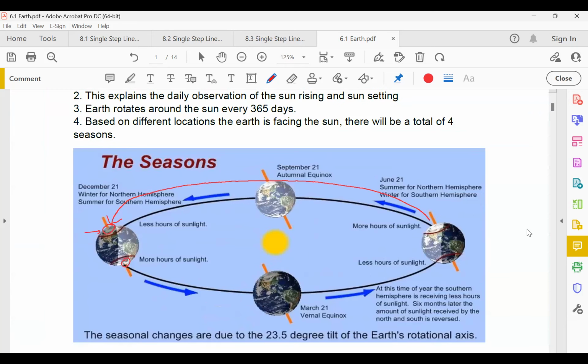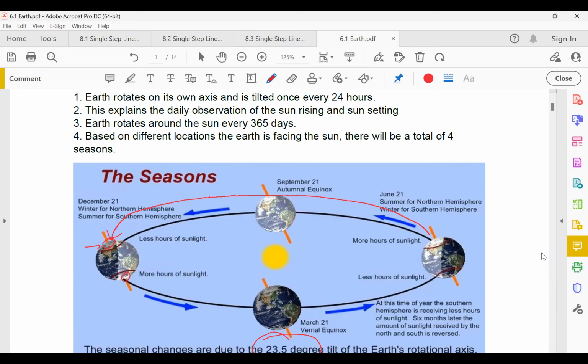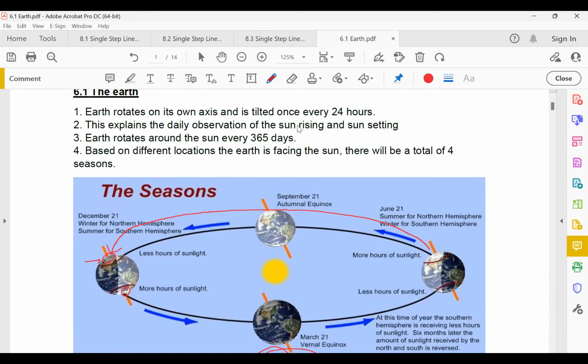For your exam, you just need to know that Earth will go through 4 seasons: autumn, winter, spring, and summer. Yes, summer. Because of the 23.5 degree rotational axis tilt. Okay. And if you look at the statements, everything is quite logical, which you already know.